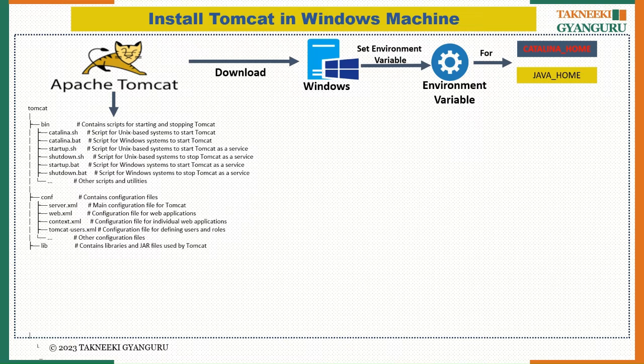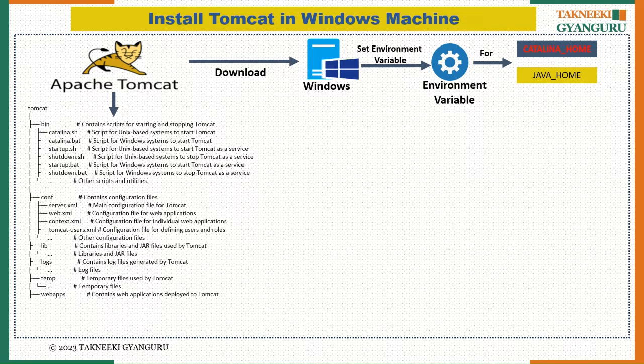Another is lib, which holds the library and jar files. Then logs, which is important. If you have any error or issue in your Tomcat, you have to go to the logs folder. Inside the logs folder we have different log files, so you have to check them if something goes wrong. Temp is for temporary files.